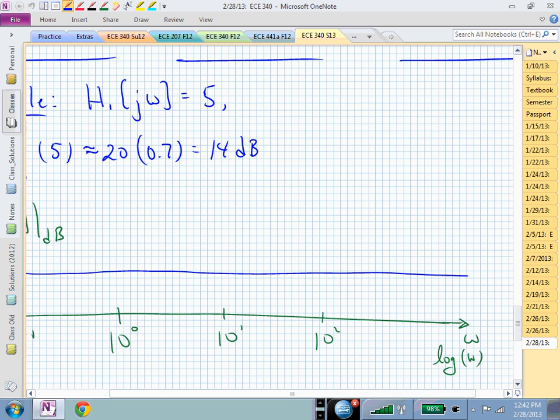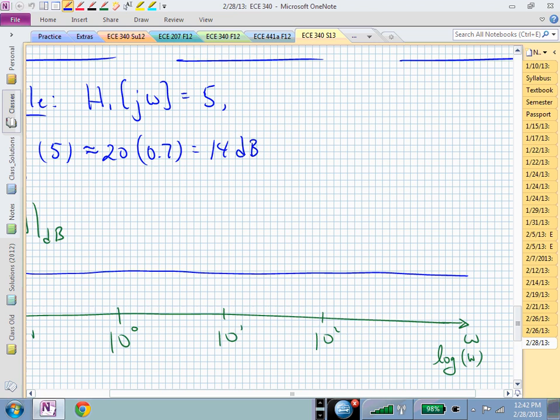Meaning if you now said, here is 1 and 10 little squares later is 10, then if you needed to find 5, you would say, that's 70% of the distance between 1 and 10, so you would count over 7 of these little squares, and that would be your 5.